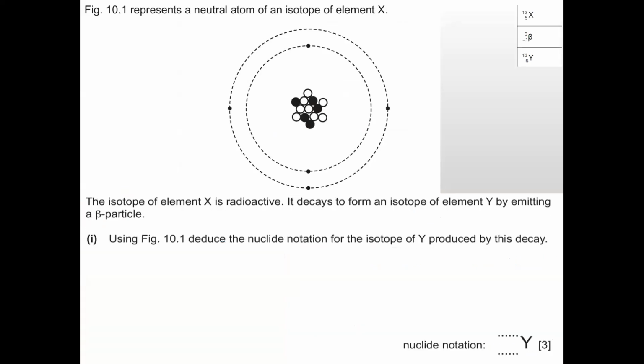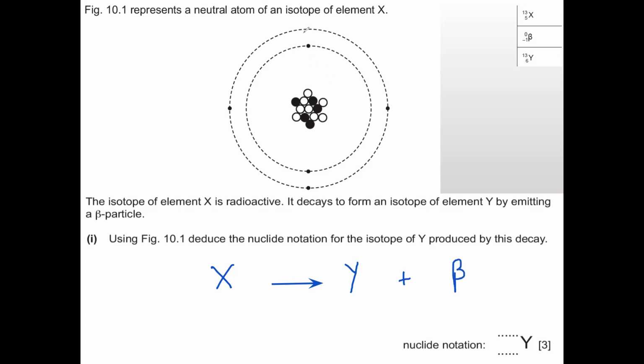Figure 10.2 represents a neutral atom of an isotope of element X. The isotope of element X is radioactive. Radioactive means it can emit radiation such as alpha, beta and gamma. It decays to form an isotope Y by emitting beta. Use figure 10.1 to deduce the nuclide notation for isotope Y produced by this decay. So basically, first this is X. X turns into Y by emitting a beta particle. That is what happened.